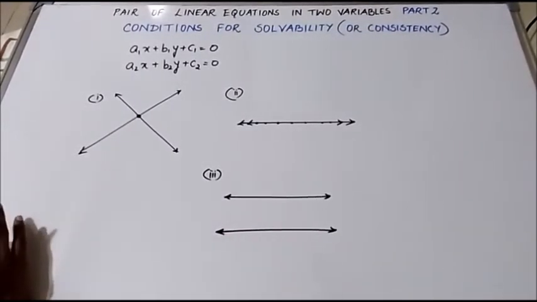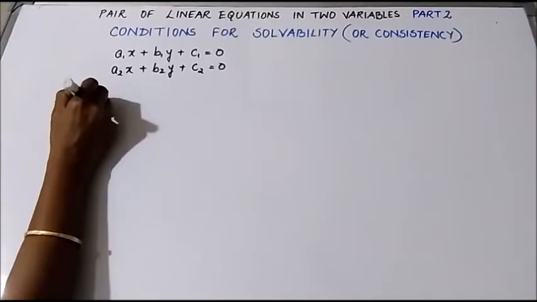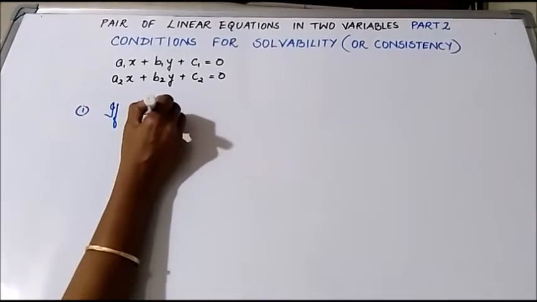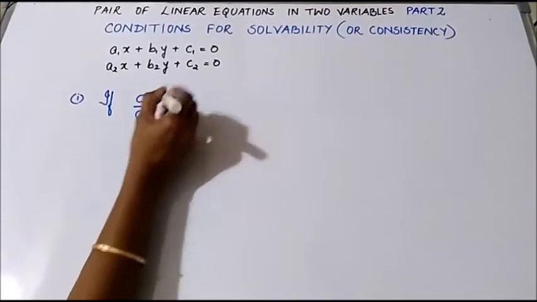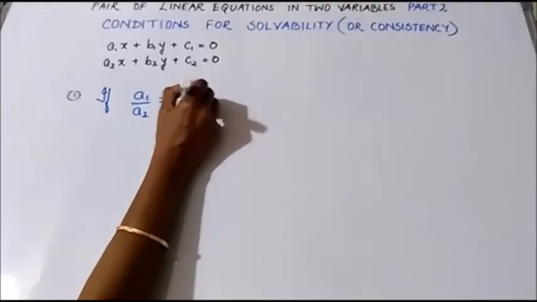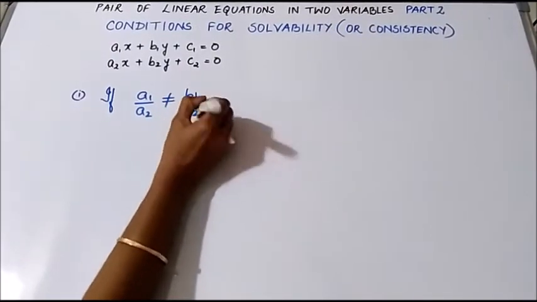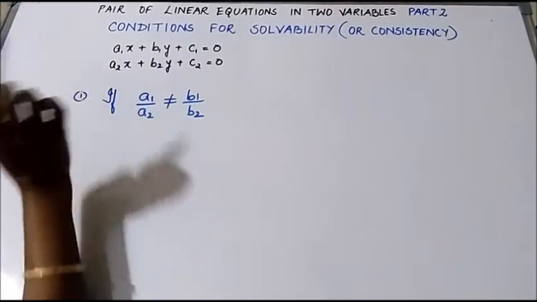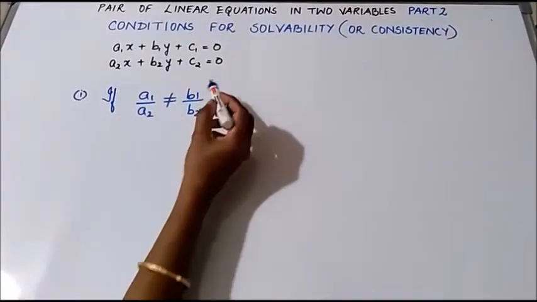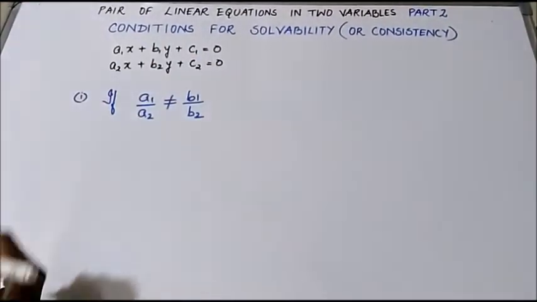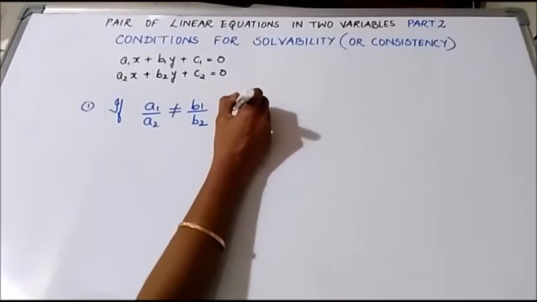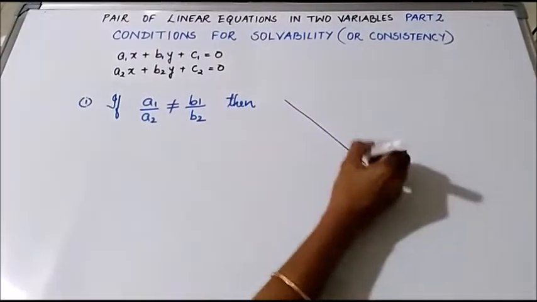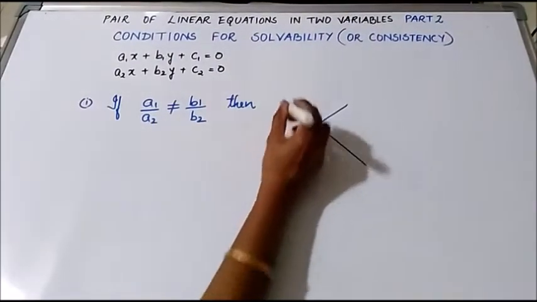Let us take all the three cases one by one. The first case, if a1 by a2 is not equal to b1 by b2. Here what's a1? Coefficient of x in the first equation. a2 is coefficient of x in the second equation. Same way b1 and b2 are coefficients of y. Then what do you get? You will get lines that are intersecting each other.